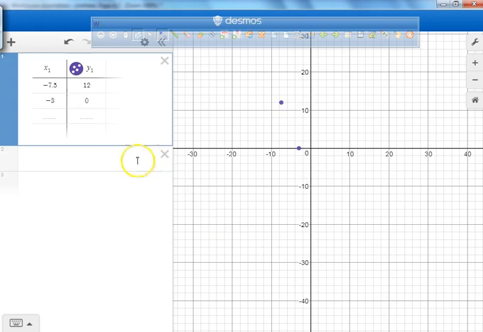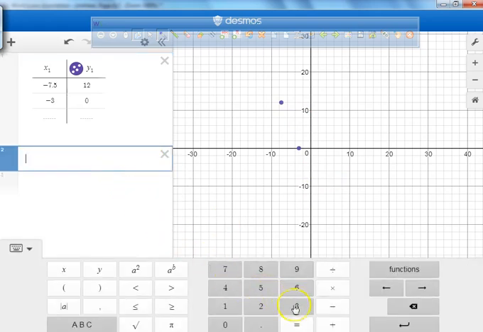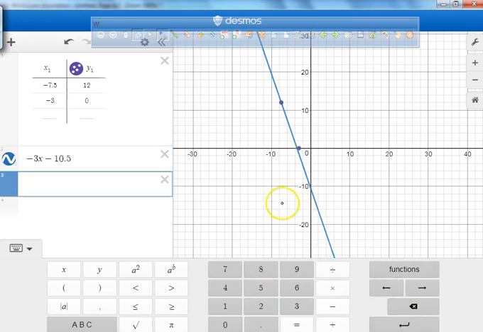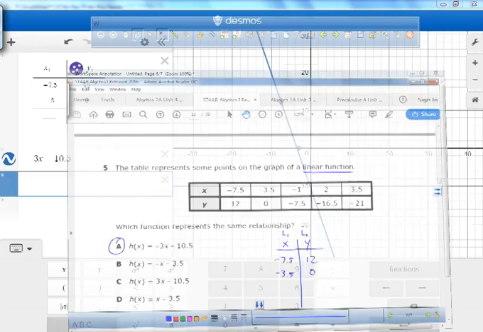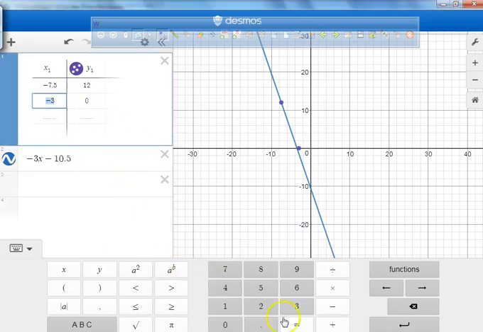Now, check it out. Let's type in our answer. Our answer was what? Negative 3x. Is it minus 10.5? And look what happens. Wait, hold on. I must have messed up. Oh, it's negative. Oh, my bad. It's not negative 3. It's negative 3.5. Ah, look. See the point move over? Ah, there we go. So, hey, if these points are on your line, what does that tell you about your answer? That it's the right one.